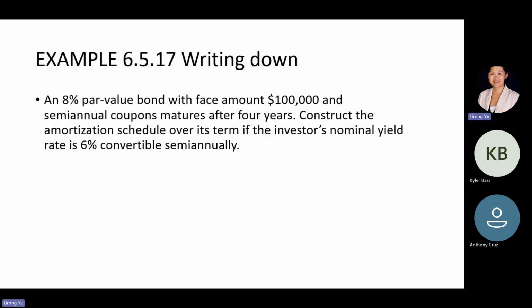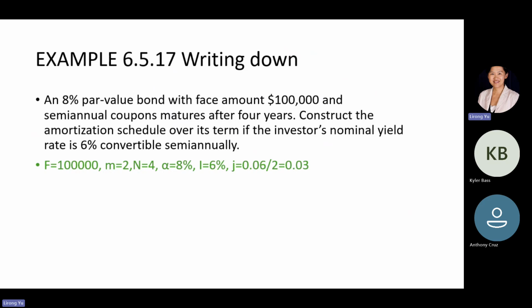So that means G is higher than I. That's a bond that's sold at a premium. Are we okay? That's why the title said writing down, because it's a premium situation. And we're gonna try to create the schedule.